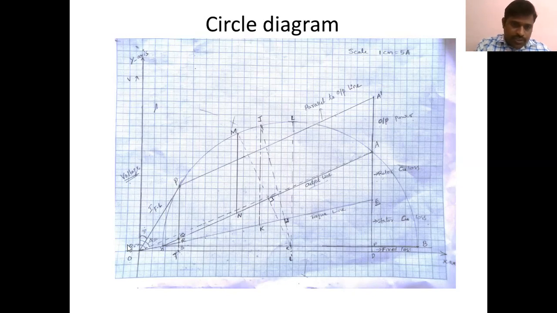And then from point P to O, you have to draw a line. So this will give your full load current, IFL. And you can measure this angle. This is your power factor angle. So you can measure this using a protractor. This length will give you the load current. If you multiply it with the current scale, you will get the current.